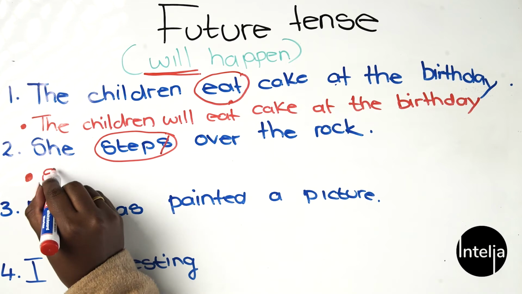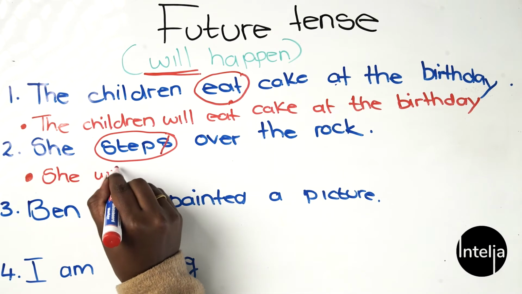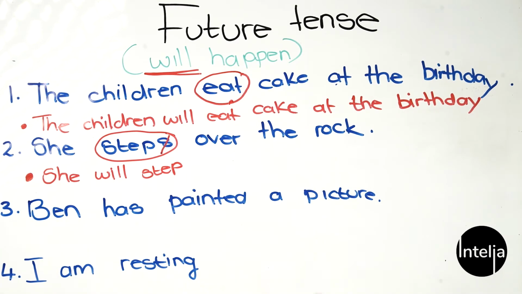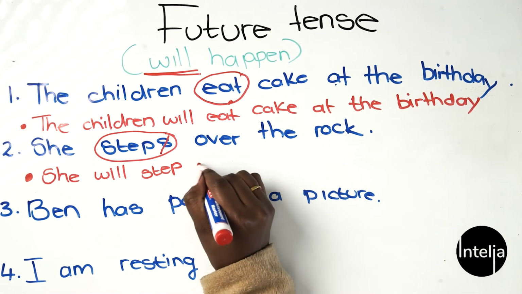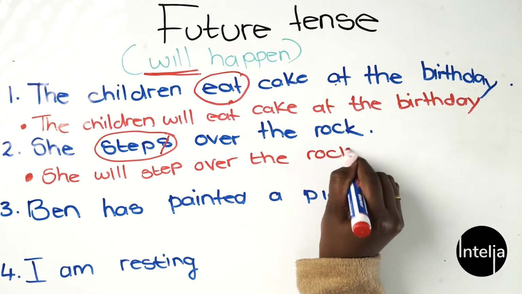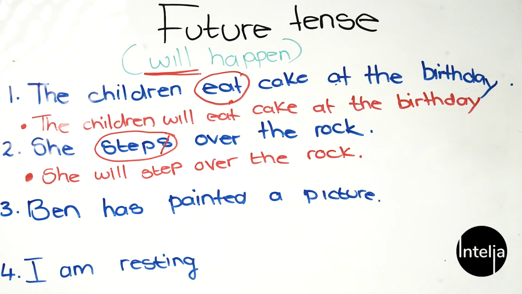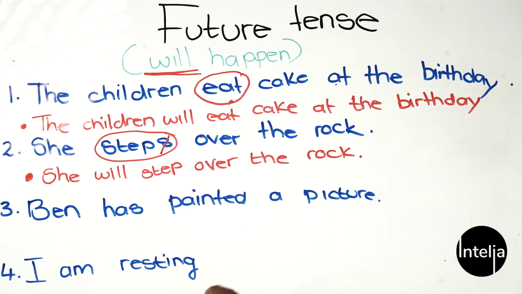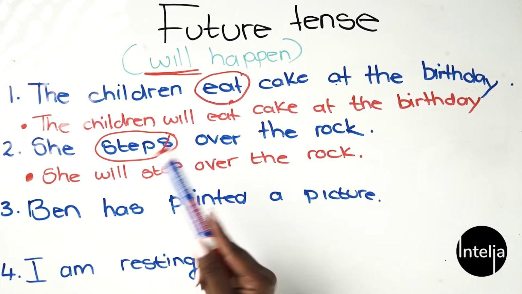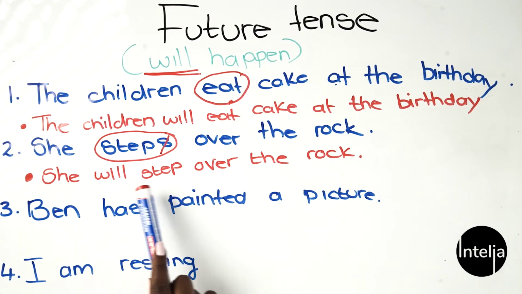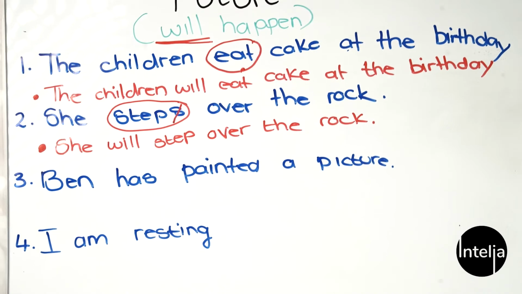So, she will step over the rock. Taking away the S means we are changing it now from present tense. Awesome. She will step over the rock. So what we did was we took away the S, which now changed it from being an action verb into just a verb, and we put will before. So our new sentence is she will step over the rock. Awesome, guys. You are doing so great. Now we're on to number 3.